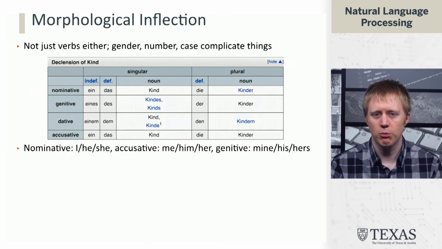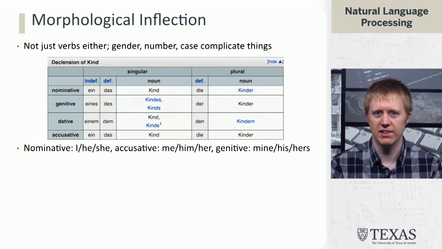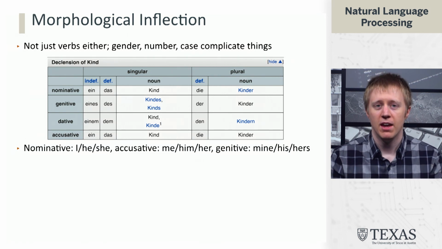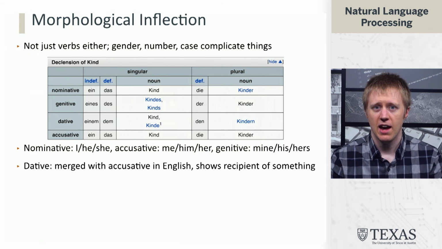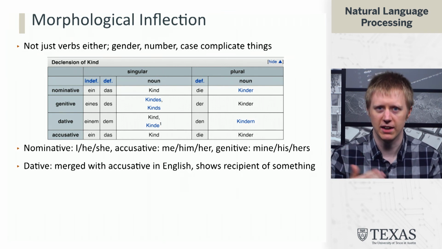In English, the one real manifestation of case we have is with pronouns. When you say, I hit him, that's an instance of accusative case, and I is an instance of nominative case there. You also have genitive case, and then dative is, in English, merged with the accusative, but it basically indicates someone receiving something rather than being the direct object of that thing.